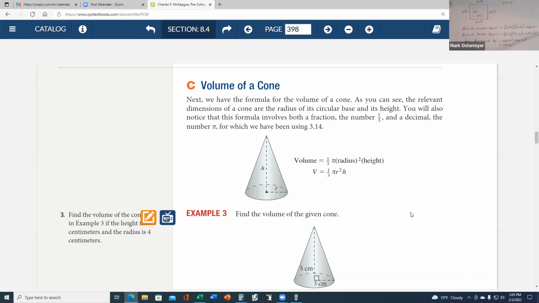Now, you're probably wondering, where does the 1/3 come from? Well, that's a pretty deep question, ladies and gentlemen. To answer that question, you would probably have to do a little bit of calculus to demonstrate where the 1/3 comes from, okay? But this is not a course in calculus, and so we're just going to accept this formula and go with it. So therefore, the volume of this cone is going to be 1/3 times pi times r squared times height.